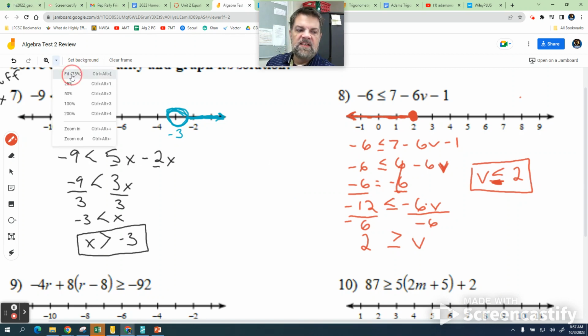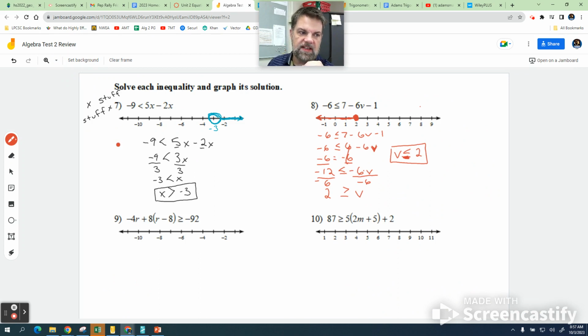I try to zoom out, I guess. Yeah. So I'll zoom out a little bit so I can keep going.